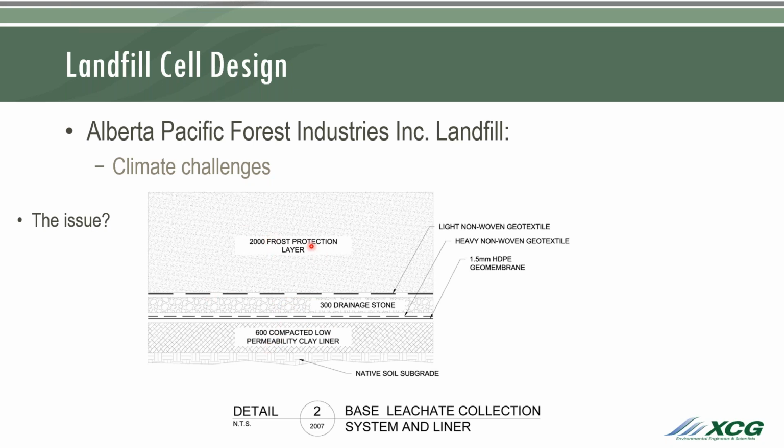So in Alberta Pacific's case, 2 meters of frost protection was recommended. The facility only produces about 52,000 cubic meters of waste a year, and the size of the cell with the 2 meters on top of it for frost protection was just under 100,000 cubic meters. So we needed 2 years' worth of waste in order to get decent frost protection. So the solution was to start stockpiling as soon as Alberta Pacific knew that they were going to be in need of the frost protection.